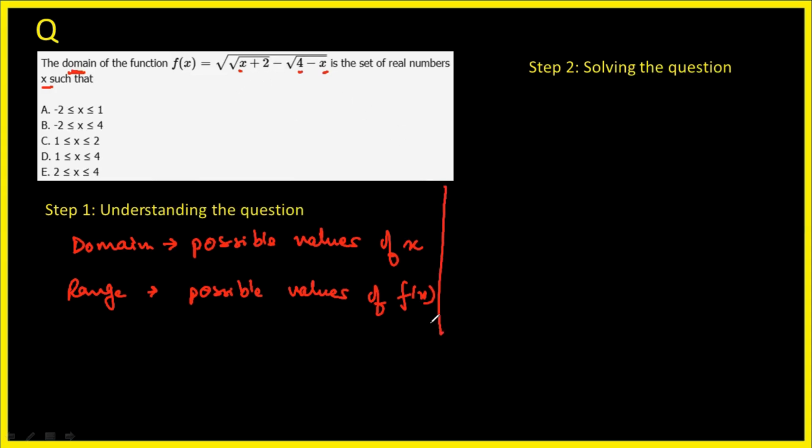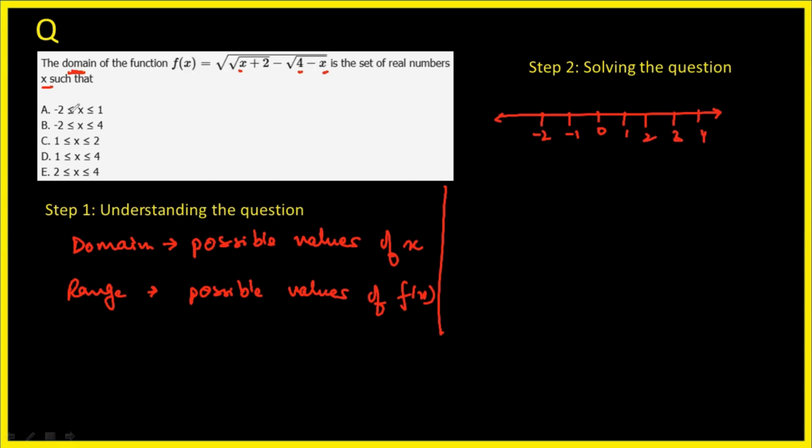Now let's solve this question. Second step is to solve. Let's solve this using the options. The options give that x lies between -2 to 1, -2 to 4, 1 to 2, 1 to 4, and 2 to 4, inclusive in all the options. Let's plot this: x is -2, -1, 0, 1, 2, 3, and 4.